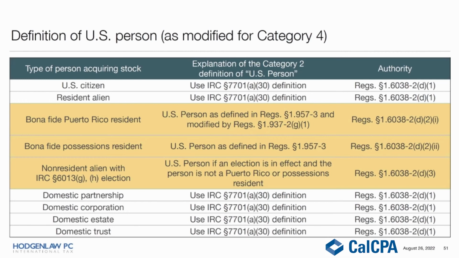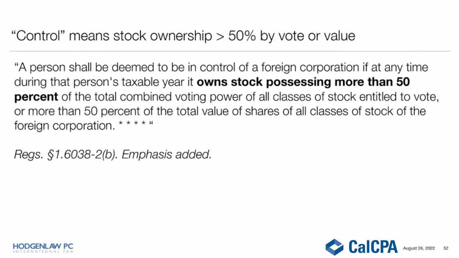Those are the people that you're looking at in terms of trying to decide whether you've got a category 4 filer or not. Control. So control means that you own more than 50% of the stock entitled to vote. Okay. Well, if you own more than 50% and you're a US person, you're a US shareholder, right? Because 50% is more than 10%. So by definition, anybody who is a category 4 filer is also a US shareholder.